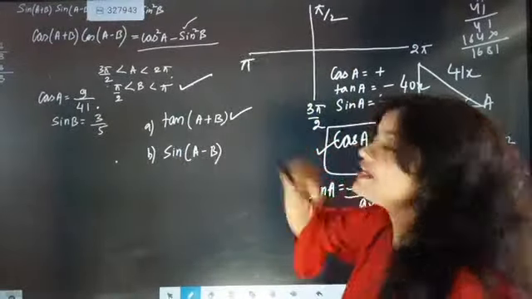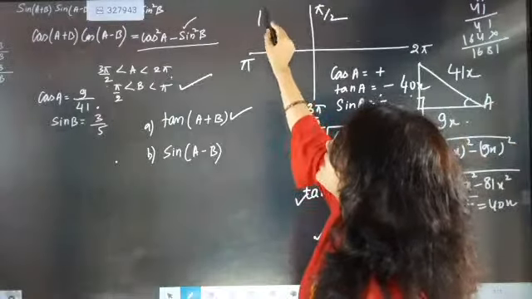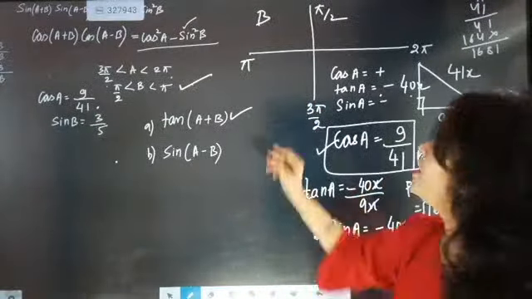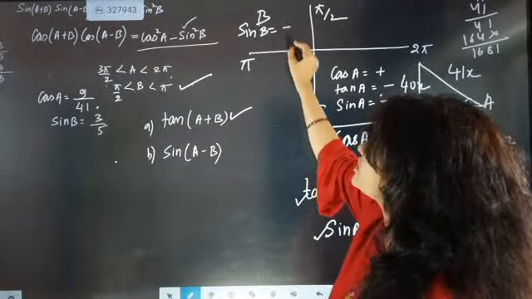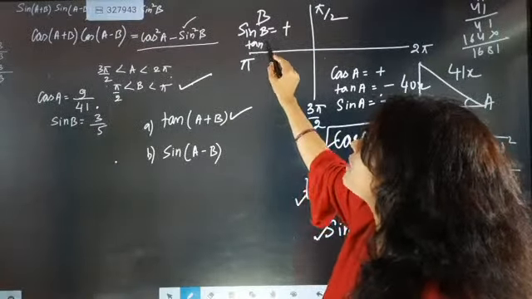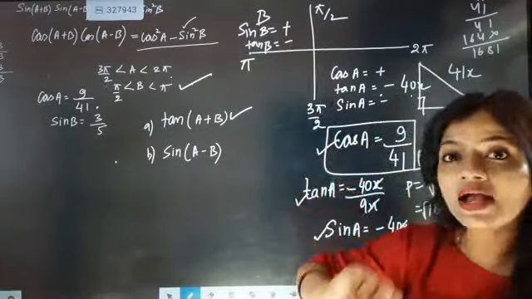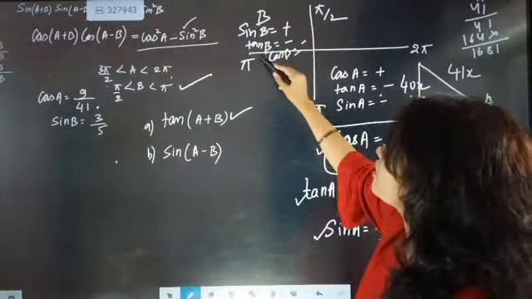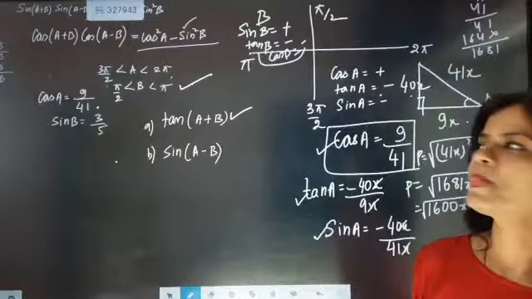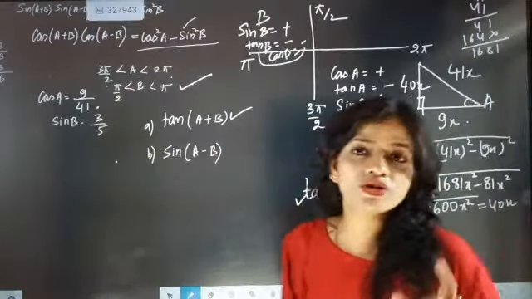So beta is between 90 and 180, which means B is lying in the second quadrant. In the second quadrant, sin B will be positive, tan B will be negative, and cos B will also be negative. Now, what is the value given for sin B?